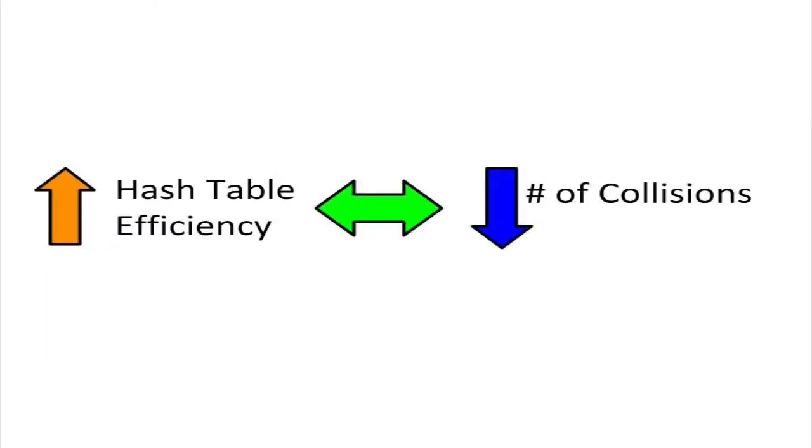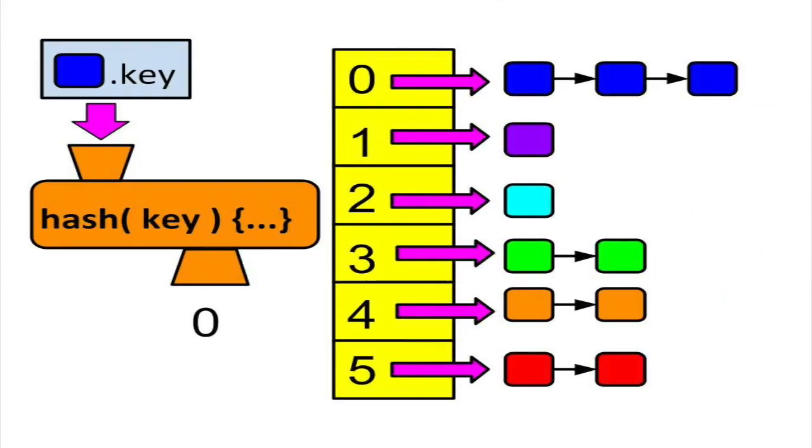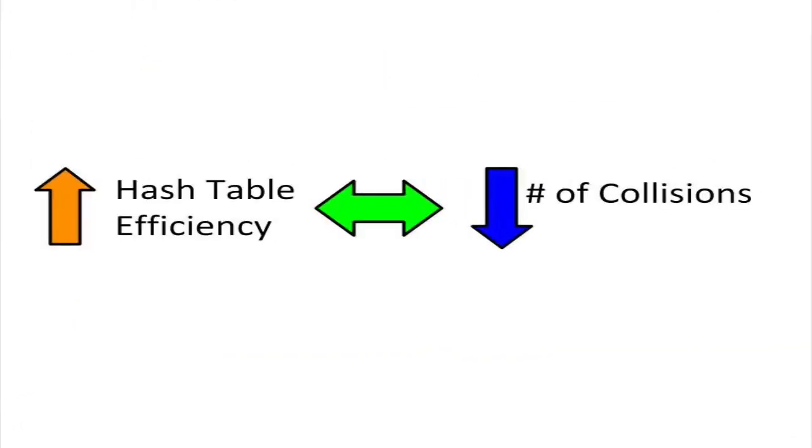To maximize the efficiency of storing and retrieving items in the hash table, we need to minimize the number of collisions. Each collision is another item in the bucket, another node in the linked list. We know that storing and retrieving items in a linked list grows more inefficient as the list grows longer, so it makes sense to keep these linked lists as short as possible.